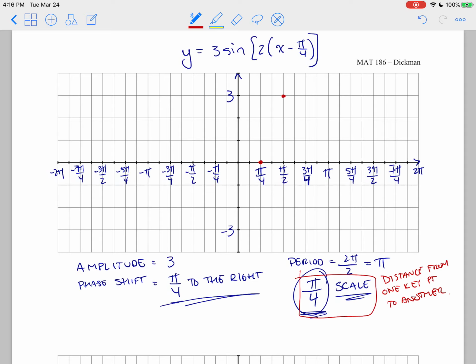So I start at 0, but then I go up to the top point, pi over 4 away, and then back down to 0, and then -3, and then 0, and then 3, and then 0, and then -3. And that pattern continues forever. So I'm going to give the graph the respect of extending it to the edge of the graph paper, which is not forever, but I'll do my best here to make this graph pretty.